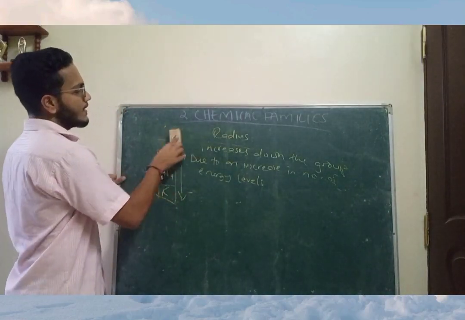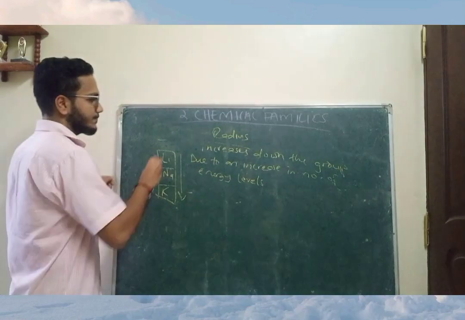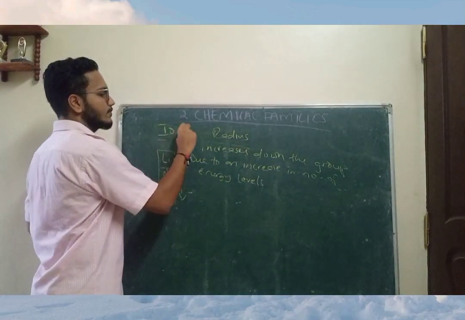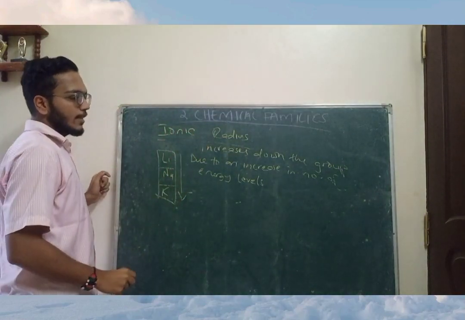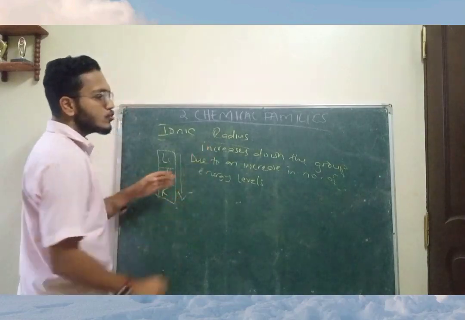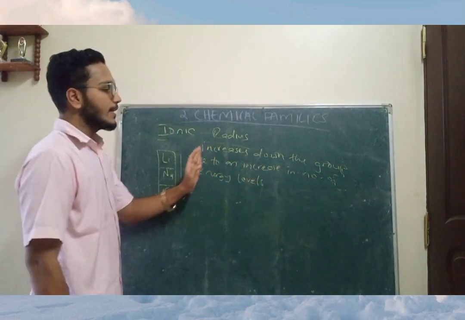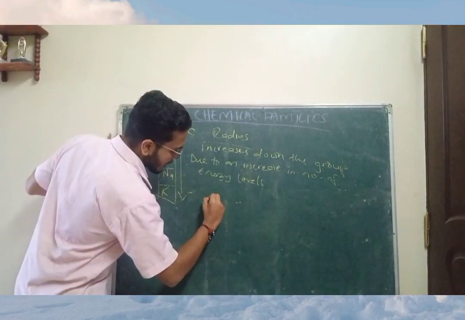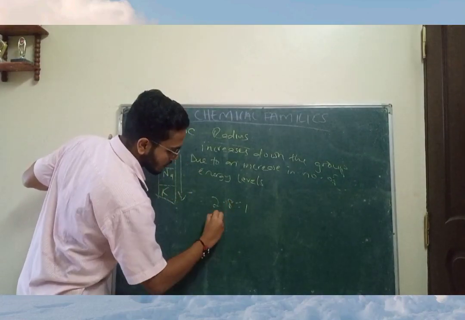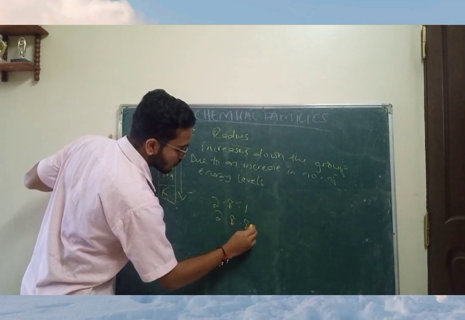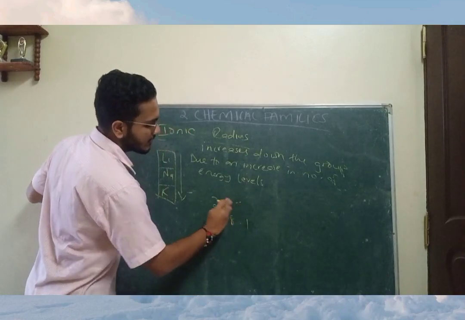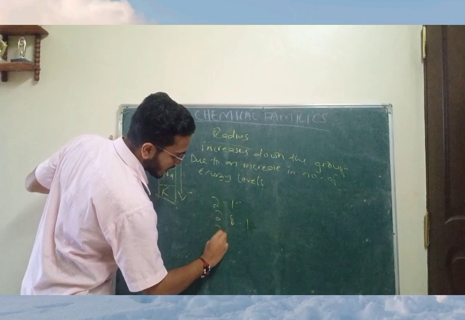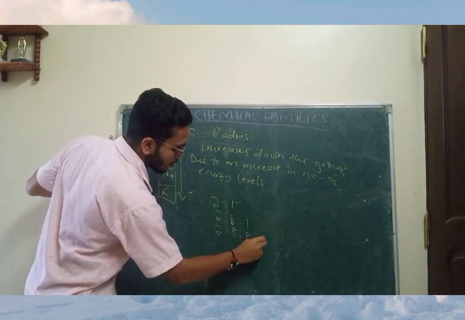After atomic radius, we go to ionic radius. Ionic radius also increases down the group due to an increase in number of energy levels. Now, what do I mean by this? Lithium is 2 1, sodium 2 8 1, and potassium 2 8 8 1.